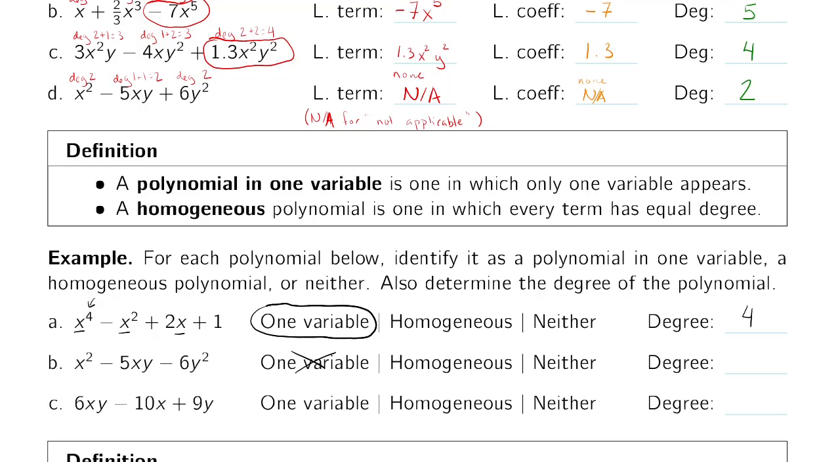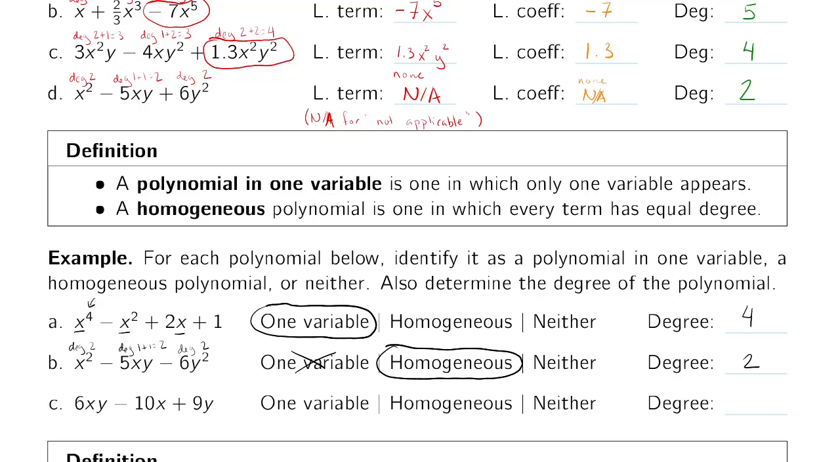To see if it's homogeneous, we look at the degree of each term. And it's easy to see the degree of the first term is 2, and the degree of the last term is 2. This middle term has degree 1x plus 1y, also 2. Every term in this polynomial has degree 2. So we say this is a homogeneous polynomial of degree 2.